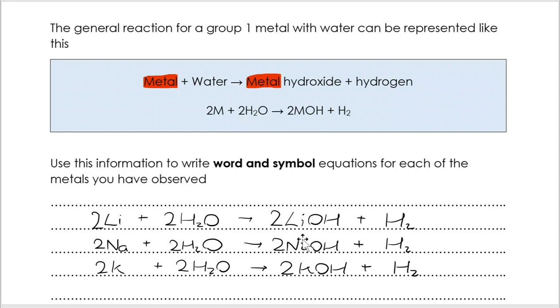In terms of the alkali that's produced, well, metal hydroxides are alkalis. It's the LiOH, the NaOH, and the KOH which will cause the universal indicator to turn purple. It's also why group 1 are called the alkali metals. The metal itself is not alkali, but it will produce an alkali when reacting with water.